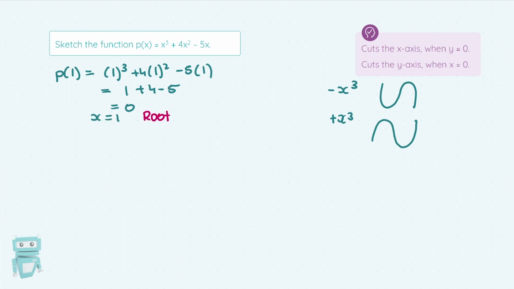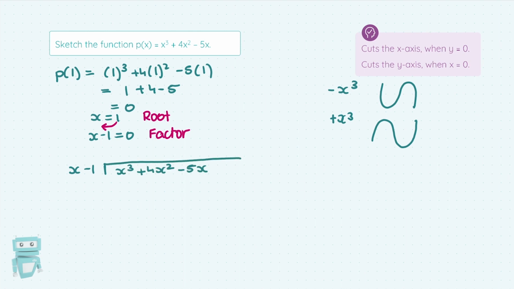Now we must turn that into a factor. To turn that into a factor, just simply bring across the 1, working in reverse. So our factor there is x minus 1 is equal to 0. So that's the clear distinction between a root and a factor. Now, we said there's going to be 3 roots and 3 factors. A factor is a number that divides into another number. So we're going to do long division of x minus 1 into that original function.